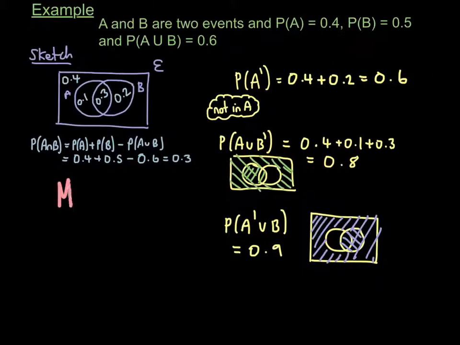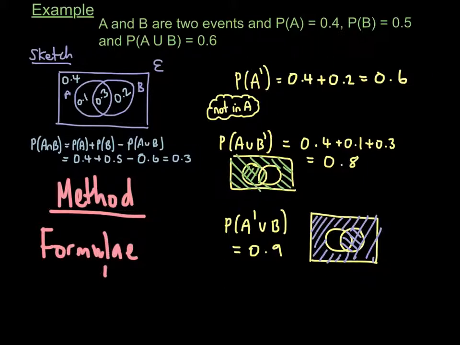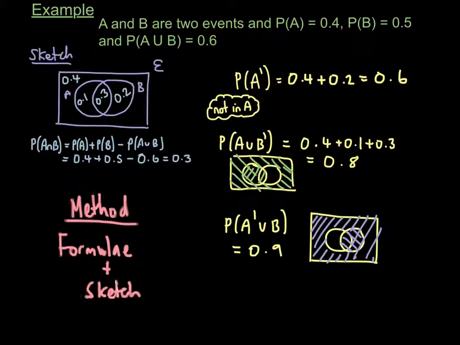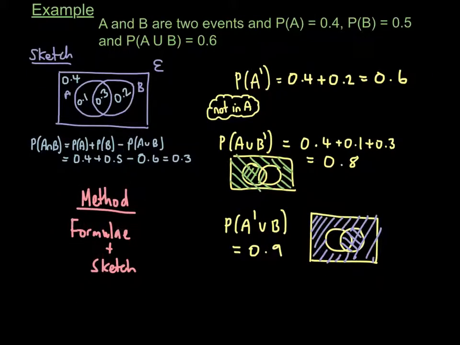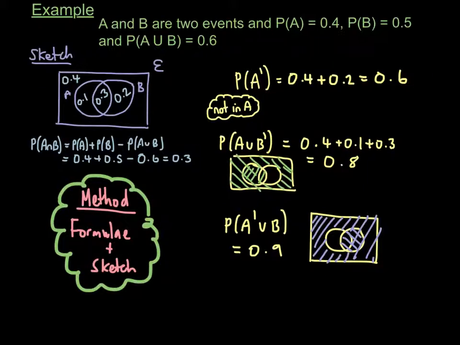So your method needs to be, you have to sketch the Venn diagram, you've got no other option. Use your formula then to work out the intersection or the union, and then use that sketching idea as well, so that you can locate the regions where your probability is going to come from. Okay, right, good luck.